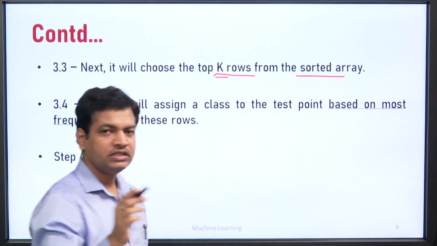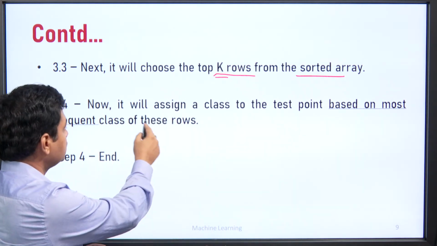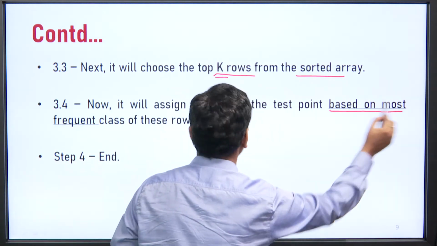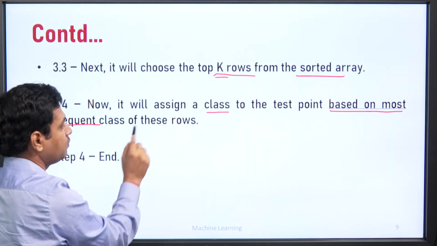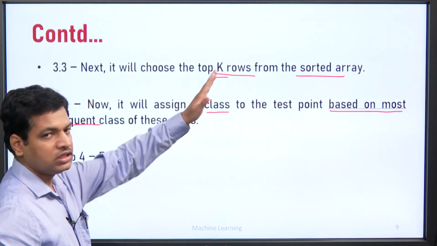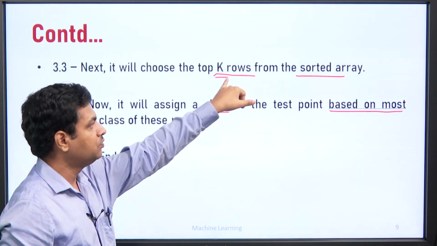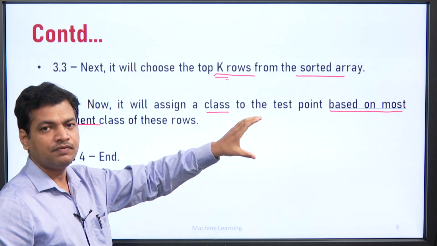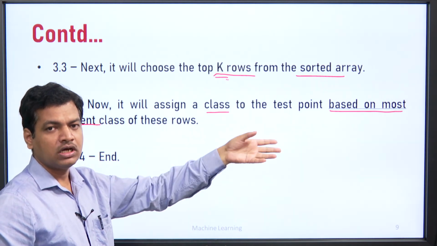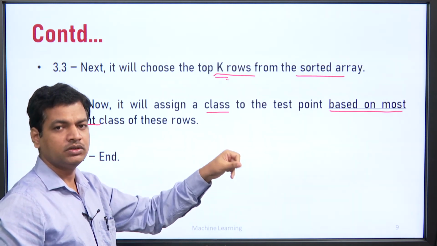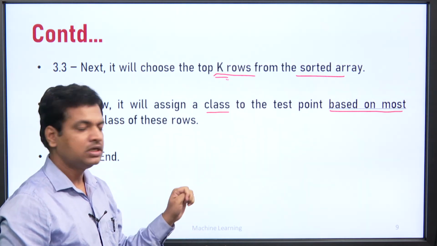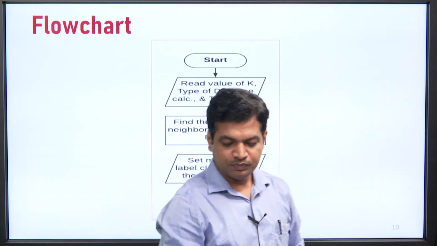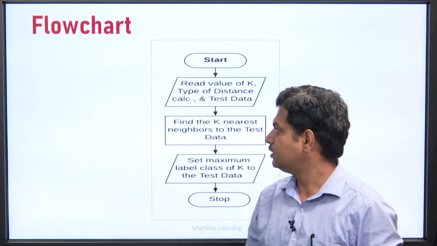We will see that with an example. The next step is to assign a class to the test point based on the most frequent class of these rows. Once the data are arranged in ascending order, we select that many rows based on the k value, and we see which class has the higher frequency. We take that class and assign it to the new entrant present in the data set, and finally the algorithm ends. This is the flow chart which I explained earlier.